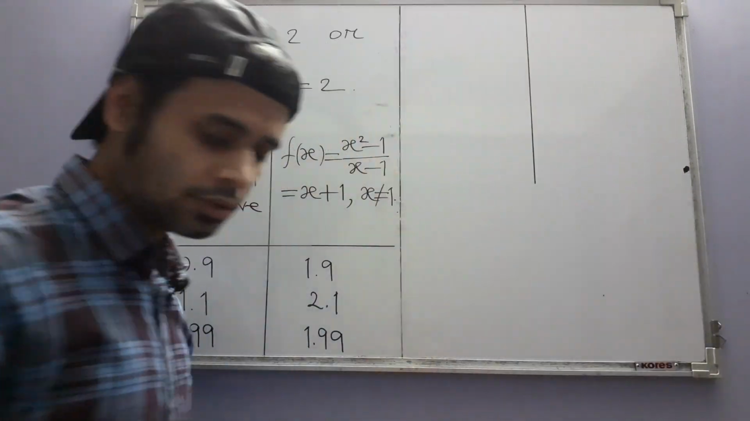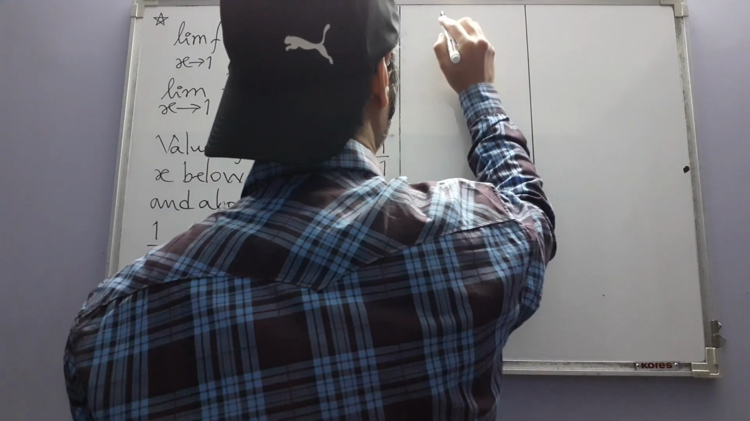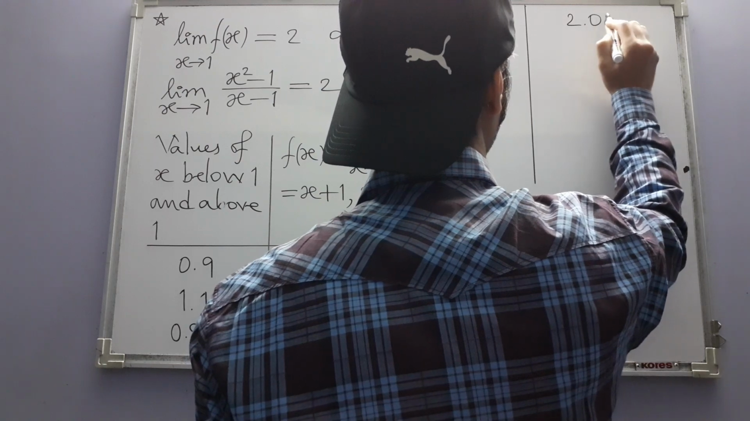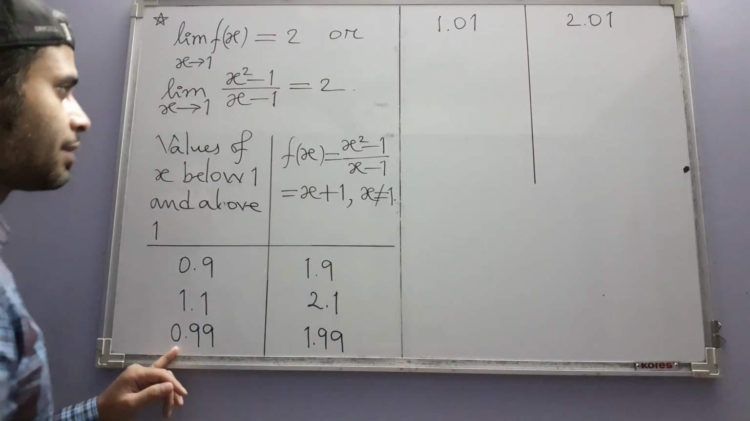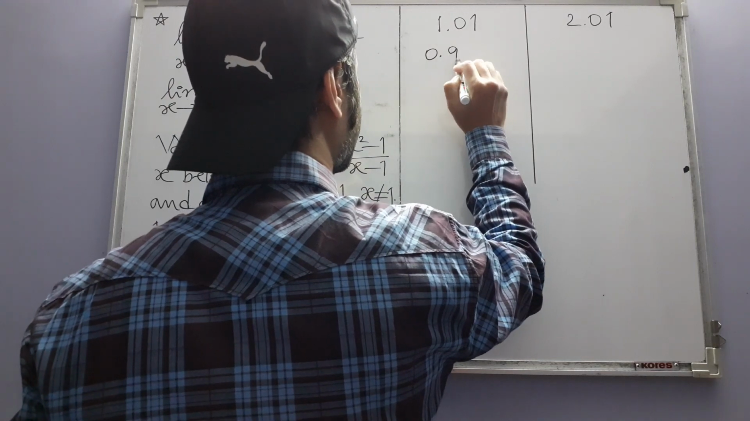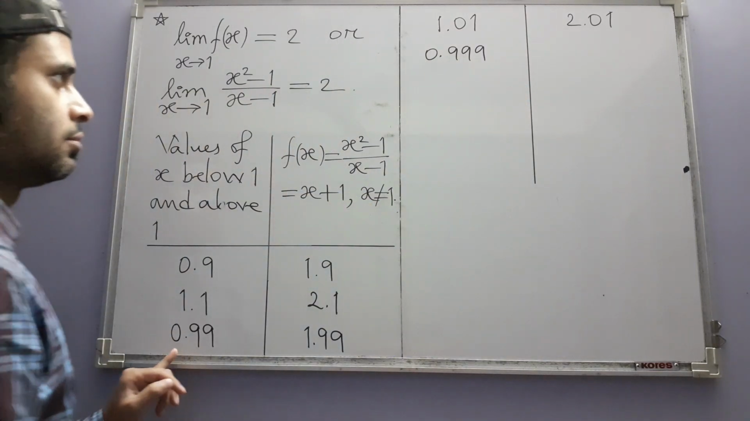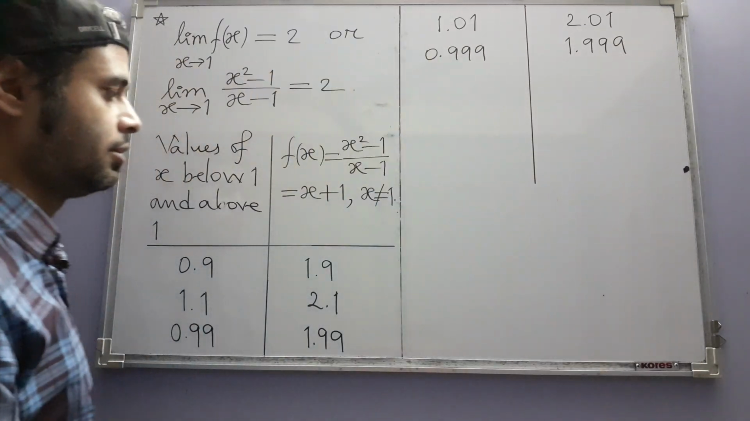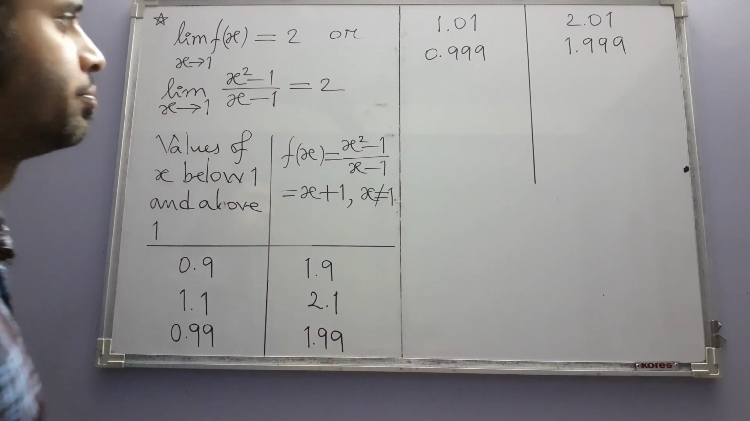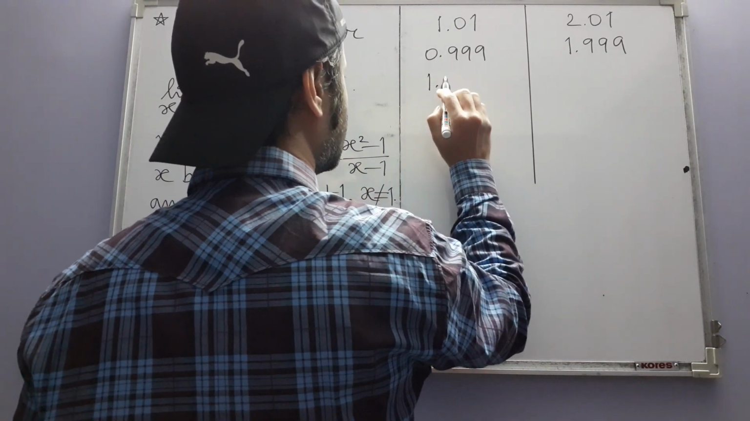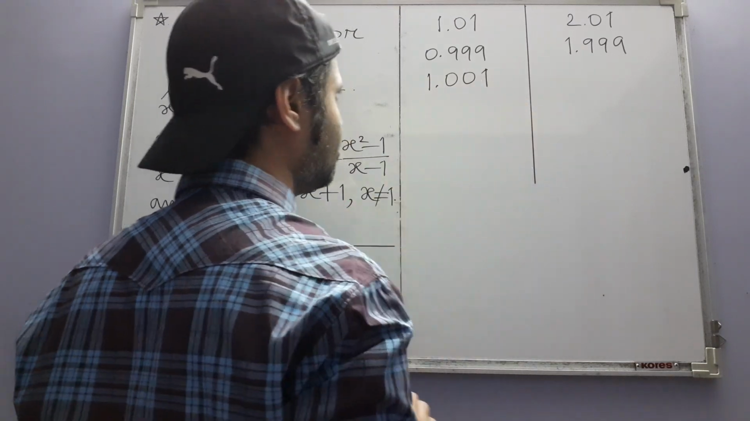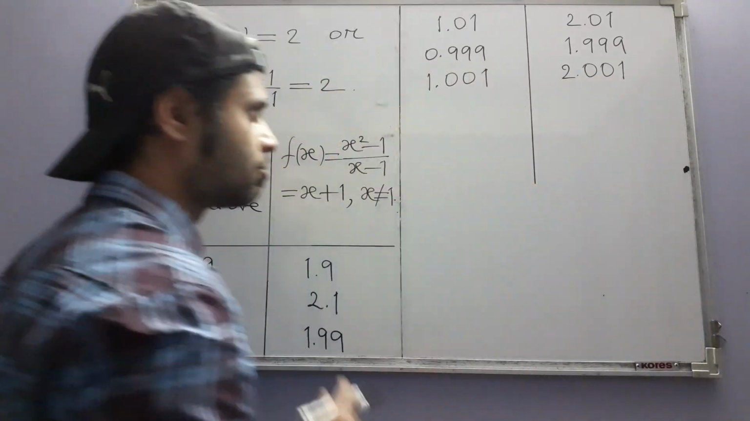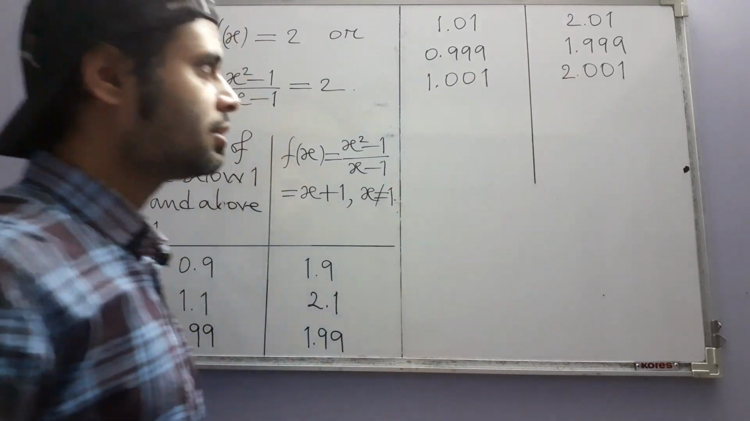So some more values. When it is 1.01, this one is 2.01, and then 0.999, then this one gets even closer, 1.999, than this one, to 2. On the other hand, if we continue to make this even closer to 1, this one also gets closer to 2 than even the previous value.